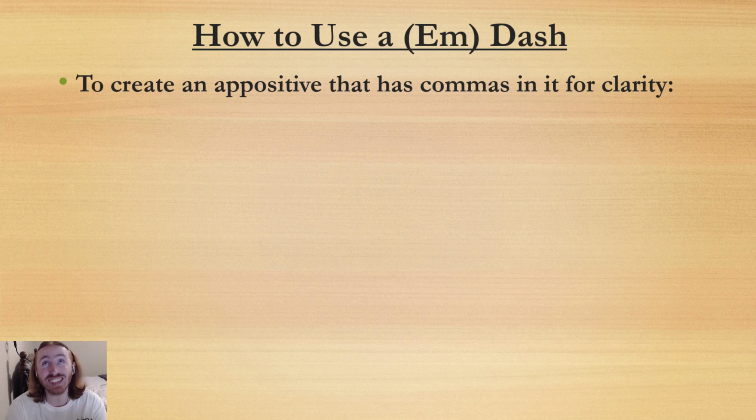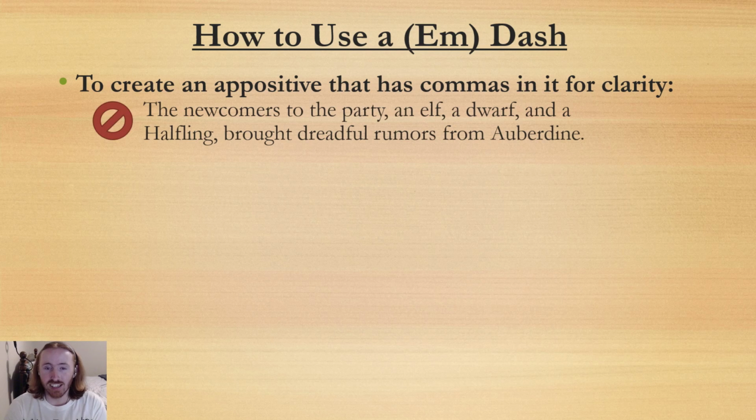And so what I mean is, an appositive is an additional piece of information that gets put into the middle of a sentence that adds more context to that sentence. And this is typically done just using commas. But if the appositive itself has commas in it, then it just kind of winds up looking like a jumbled mess. The newcomers to the party, an elf, a dwarf, and a halfling, brought dreadful rumors from Aberdeen.